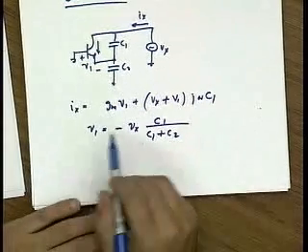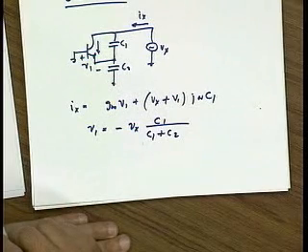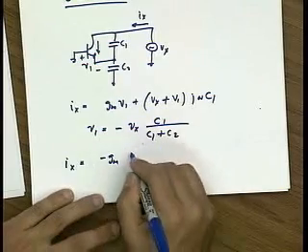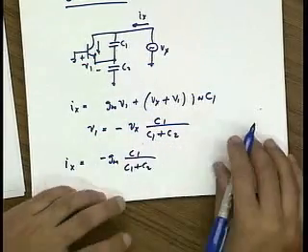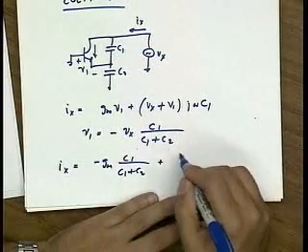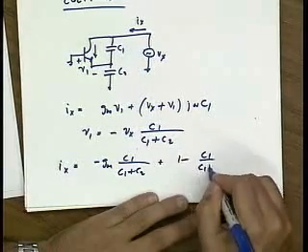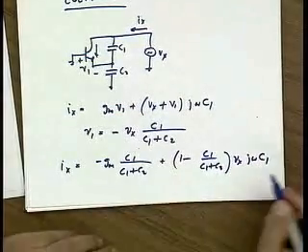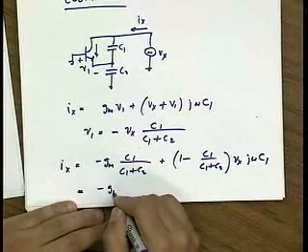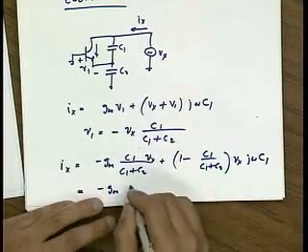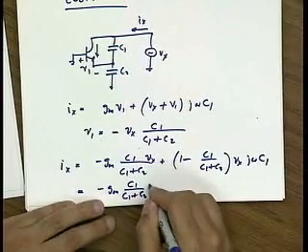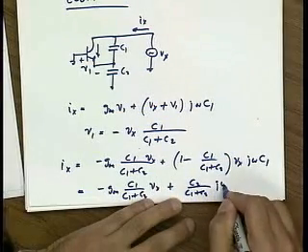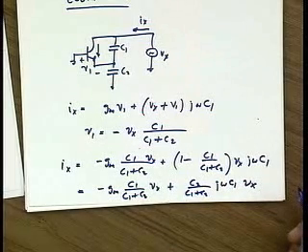And if I substitute for V1 in the above equation, I have Ix is minus Gm C1 over C1 plus C2, plus basically 1 minus C1 over C1 plus C2, times Vx j omega C1. And this simplifies to, this is also times Vx, minus Gm C1 over C1 plus C2 Vx plus C2 over C1 plus C2 j omega C1 Vx. Okay.